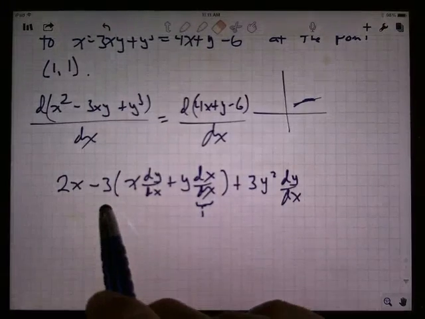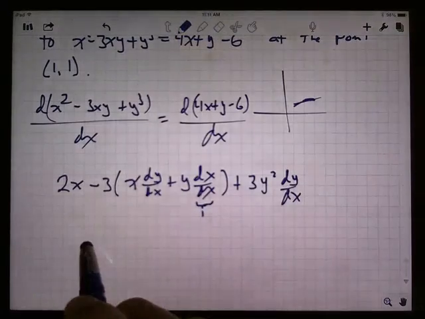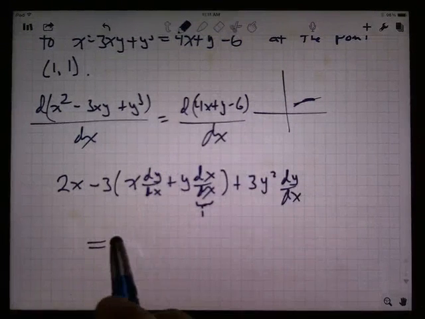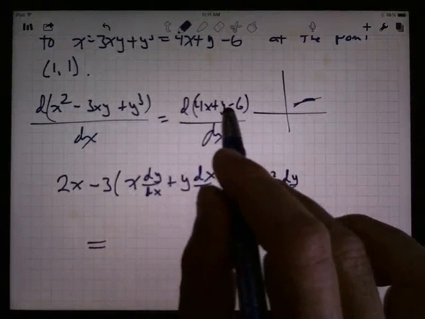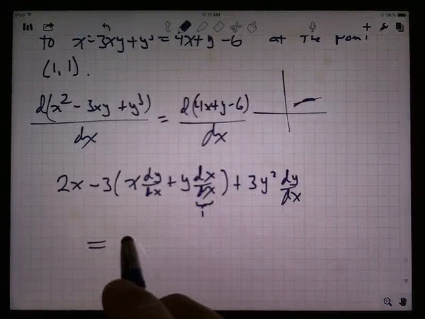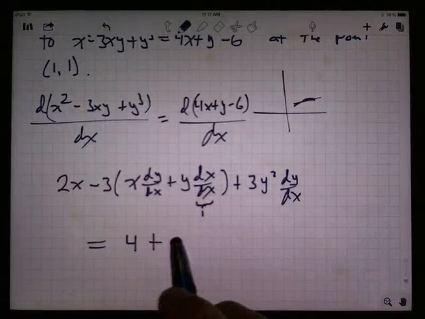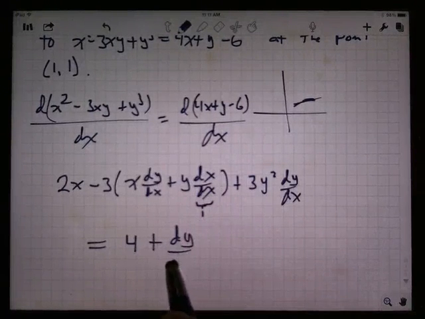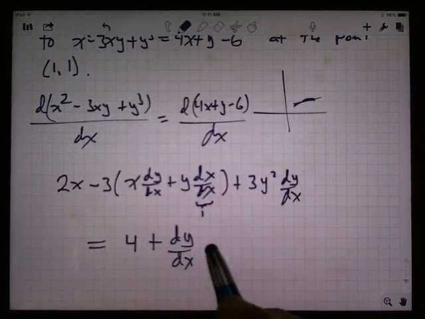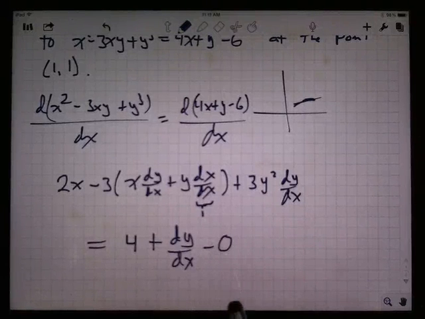This is the derivative of the left-hand side, and it's got to equal the derivative of the right-hand side. So I'm looking at the right-hand side. It's just a sum of 3 things. I'll take the derivative of each piece. The derivative of 4x with respect to x is just 4, plus the derivative of y with respect to x. If I knew what y was, I'd take its derivative, so that's what I want right there. And then minus the derivative of 6. Well, the derivative of 6 is 0.